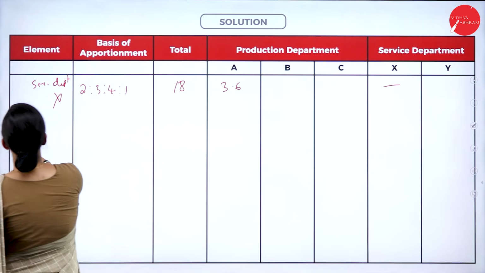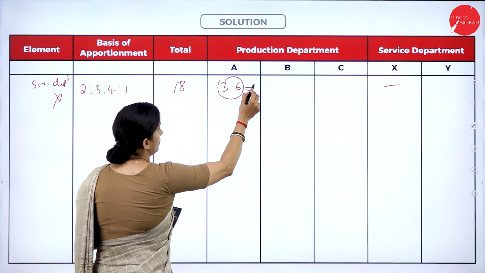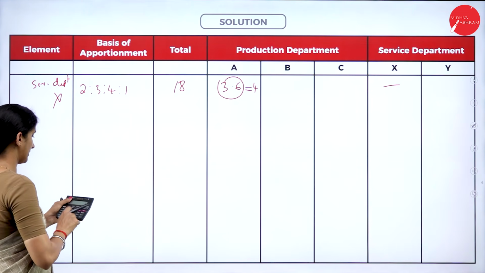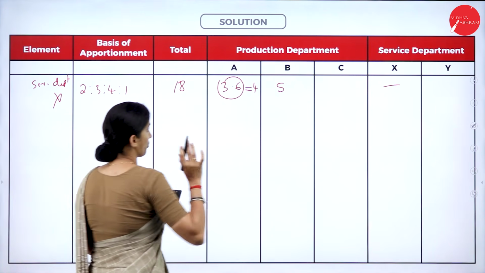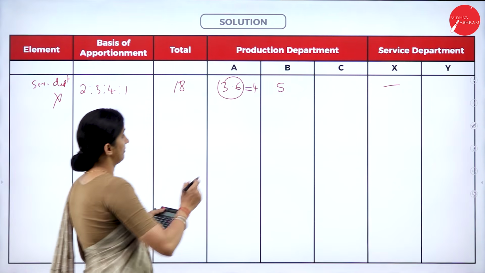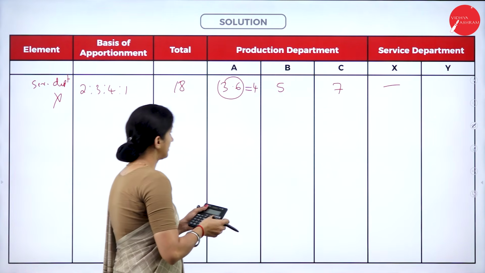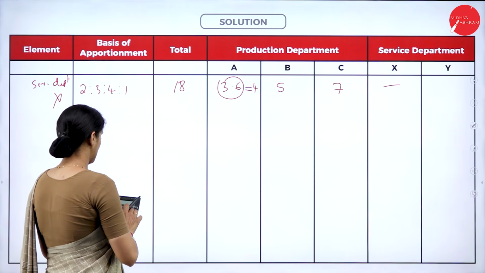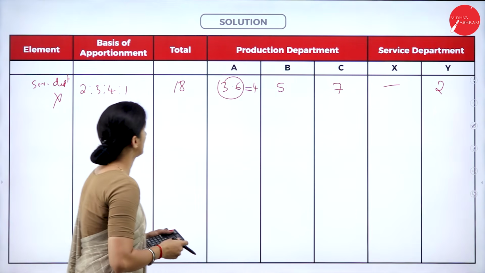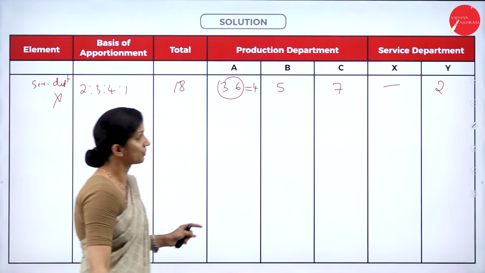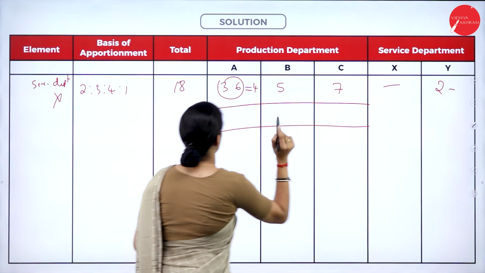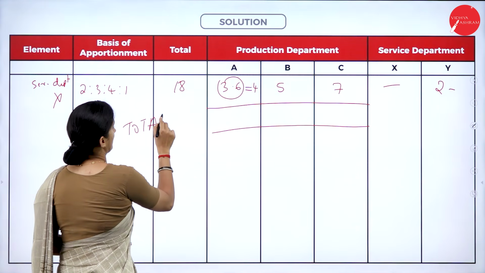Or we can make it as 3.6 that we can round off to 4. Next, we have 18 into 3 divided by 10. It is 5.4 means it is 5. Then 18 into 4 divided by 10, it is 7. Then 18 into 1 divided by 10, it is 2. So the total should be equal to 18. Again, we are not going to reallocate this. We can stop the process here and we can do the total of production department.